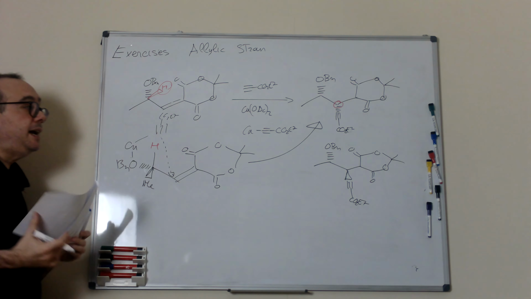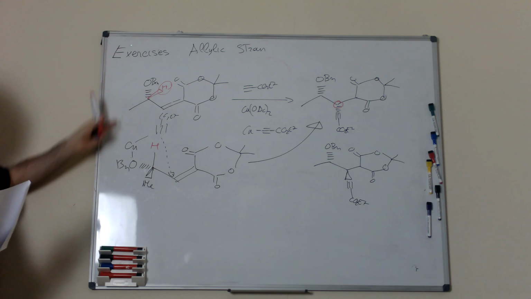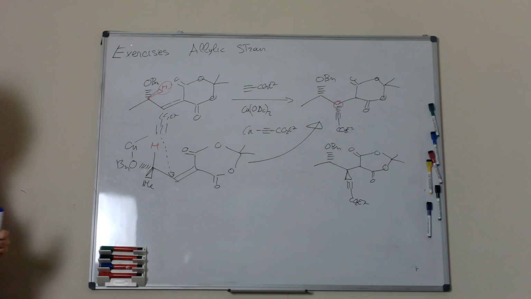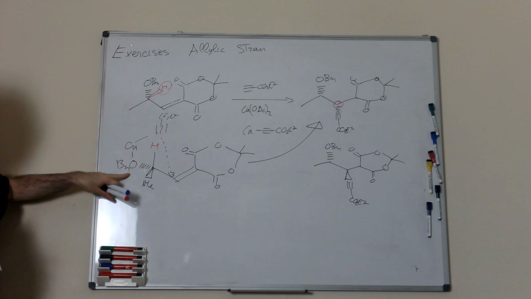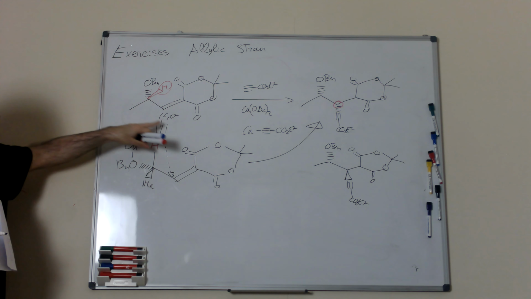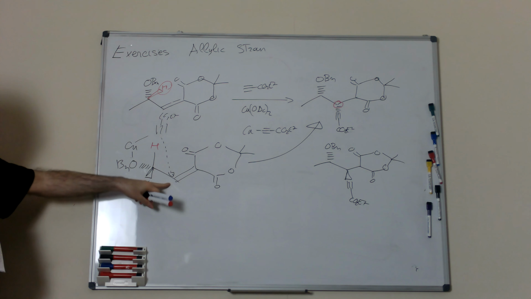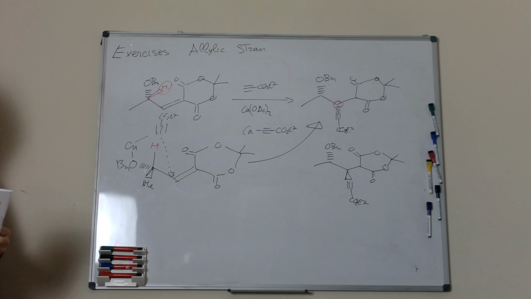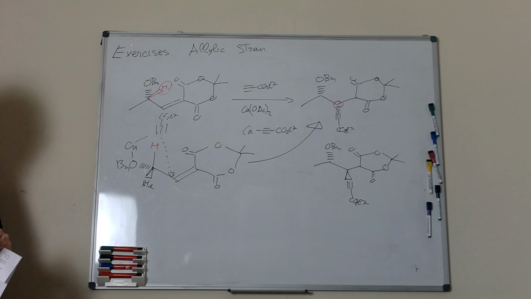obtaining this final compound. In this case, it is a clear example of a directing group, where the copper coordinates with the benzyloxy to make the triple bond attack by the same face where the benzyloxy is. Okay? And that's all.